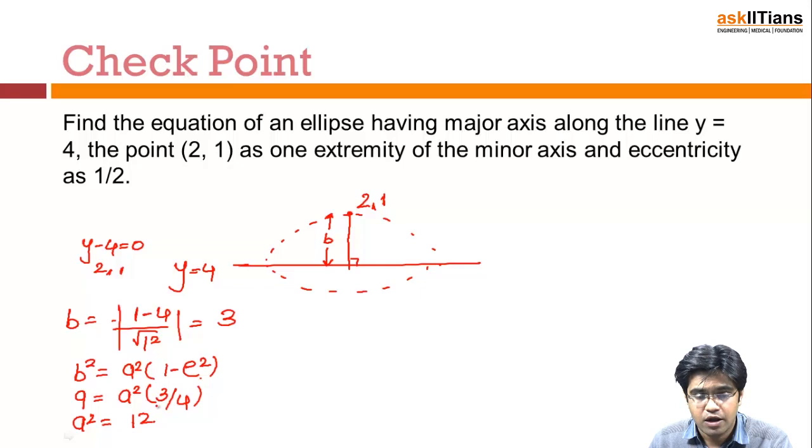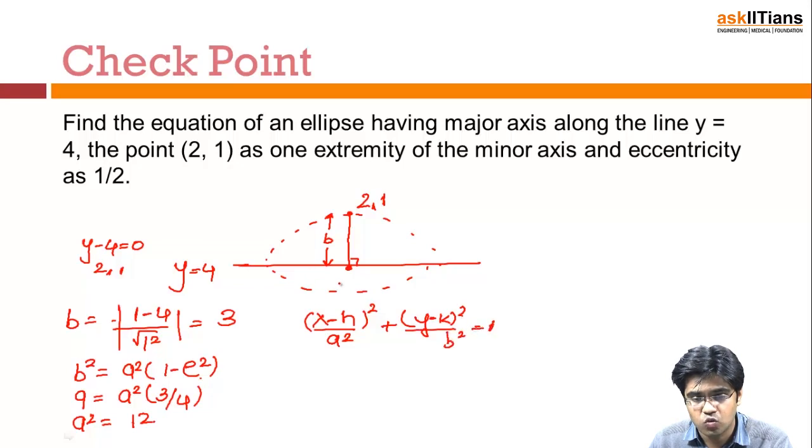I have got a square, I have got b square. Now I need to find out the center. If I get the center, I can write my equation in this form: x minus h whole square by a square plus y minus k whole square by b square equals 1. So I need to find this point (h, k). If this is the line y equals 4, then the equation of the minor axis will be x equals lambda. And this line passes through (2, 1), that means my lambda value is 2. That means this line is x equals 2. So clearly my (h, k), from the point of intersection of these two lines, will be (2, 4).